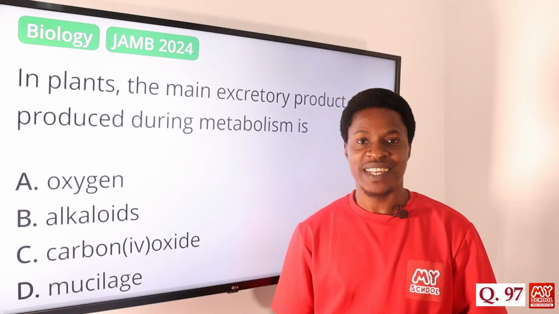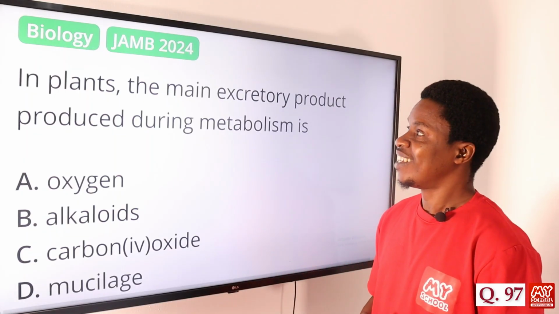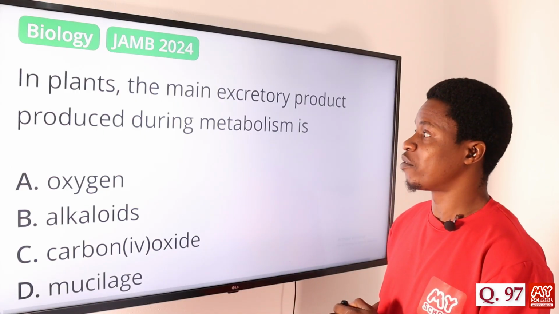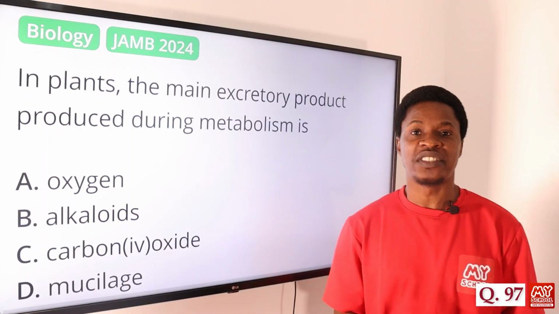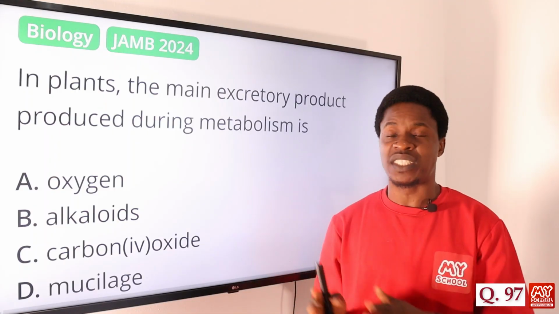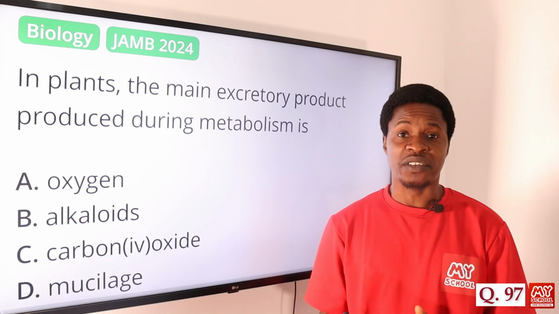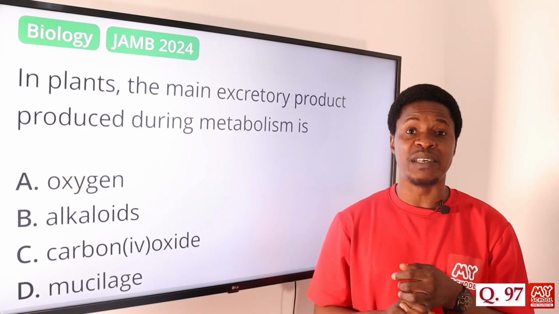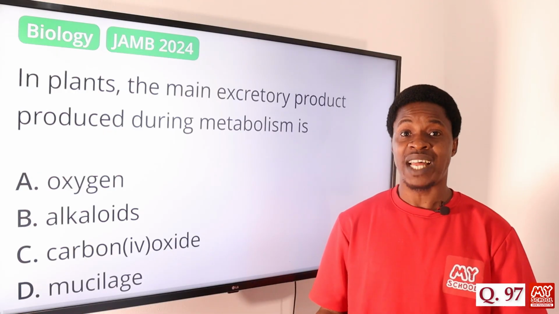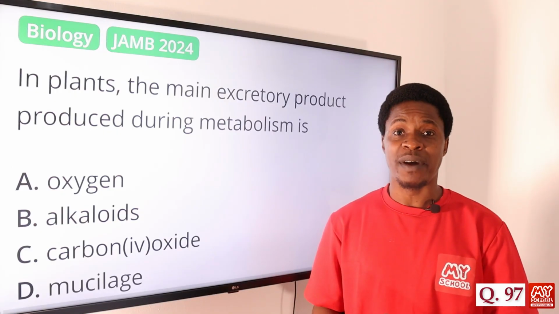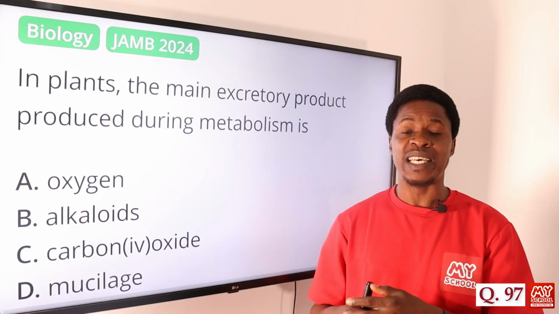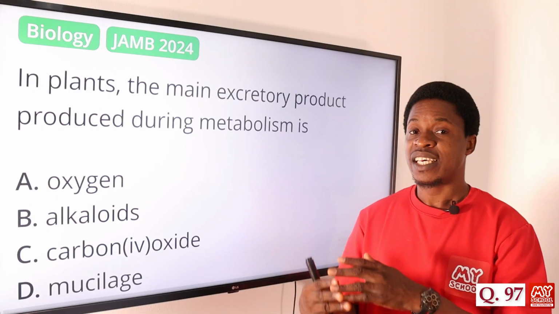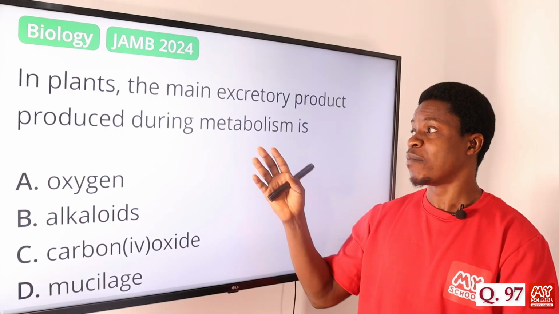Let's move on to question number 97. In plants, the main excretory product produced during metabolism is what? Don't forget, when we talk about metabolism, it covers all the activities that take place in living organisms, whether anabolic or catabolic. Anabolism is a building up process that takes place in living organisms. Catabolism is a breaking down process, like respiration. Those are the two types of metabolism that we can have.